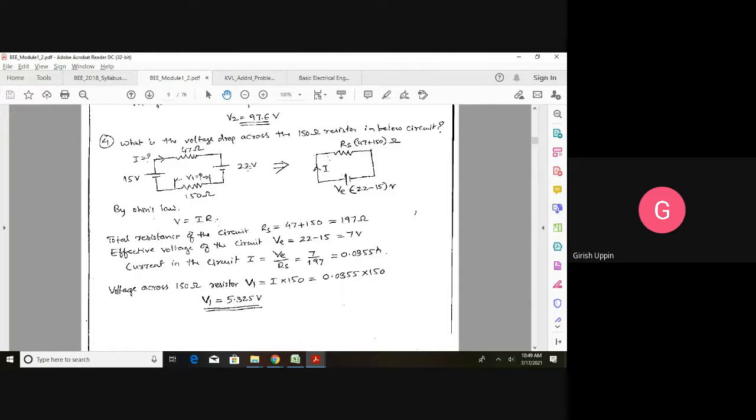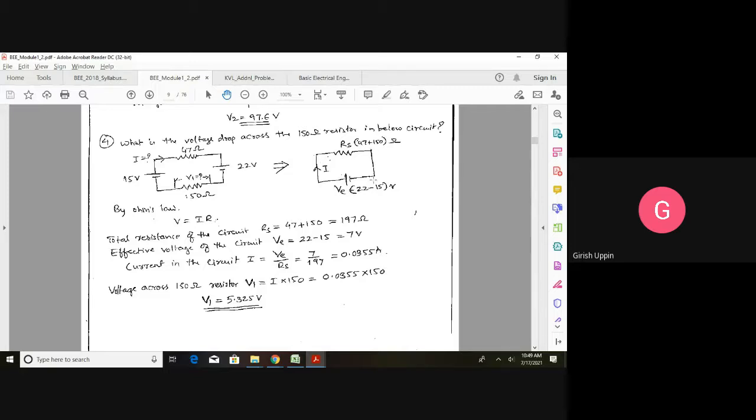As far as the voltage is concerned, this is 22 volt and this is 15 volt. This voltage source will try to push the current in this direction, and the 15 volt is trying to push the current in the opposite direction, meaning they are cancelling each other. So what would be the effective voltage? The effective voltage will be 22 minus 15. Instead of these two, the battery will act like a 7 volt source. 22 minus 15, that's 7 volt.